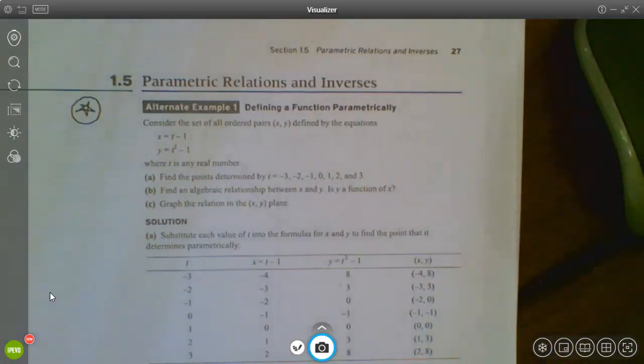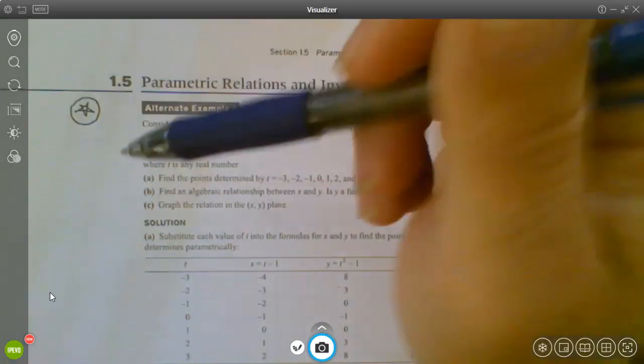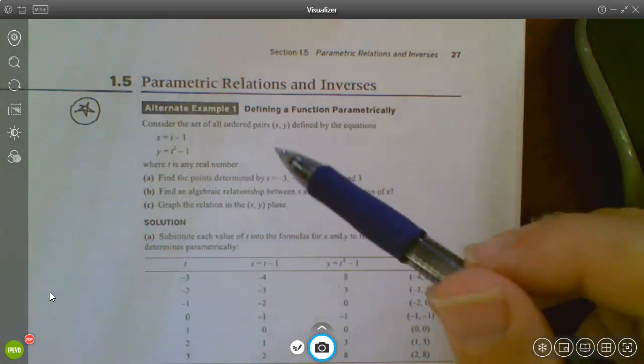Section 1.5. Two things we're going to be looking at here. We're going to look at parametric relationships. That's just going to be this first page, and then for the remainder of the lesson, we're going to be looking at inverses. So that's what we're going to focus more on. We don't do a ton with parametric relations. There is a need for this later on down the road, so we're kind of introducing this idea now.